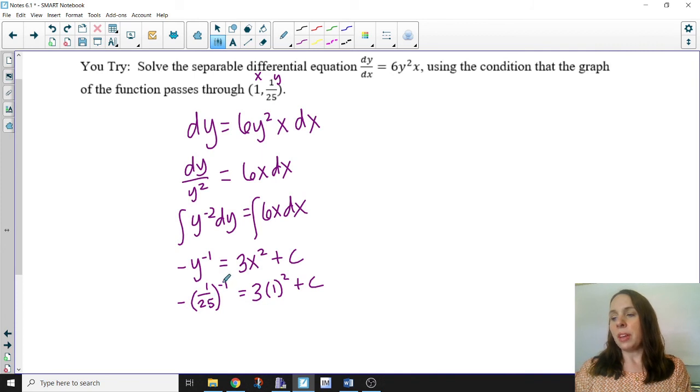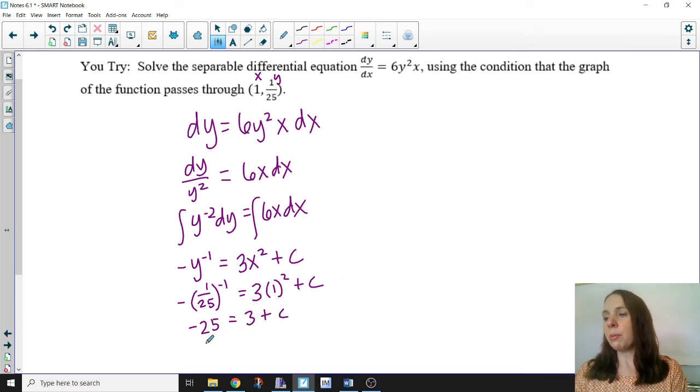One over 25 to the negative 1 is just 25, so there's a negative in front. That's negative 25. This is 3. Subtract 3, and you get negative 28 is equal to c. Okay, so here's my general solution before I subbed in the ordered pair. I'm going to rewrite that with negative 28 in for the c.